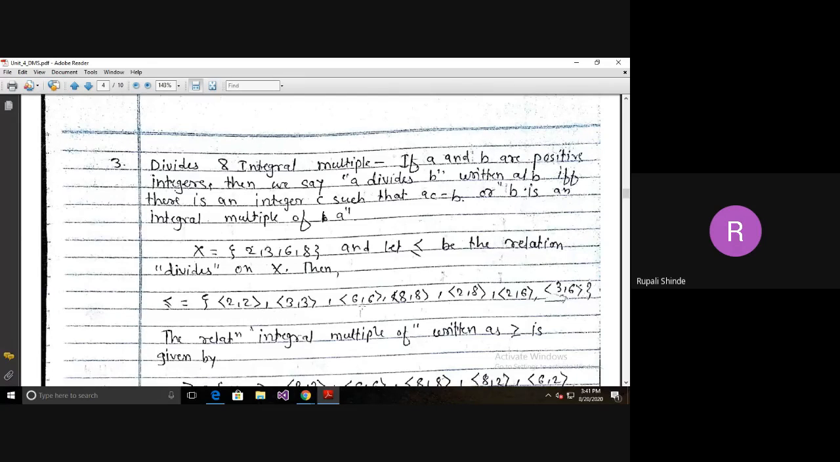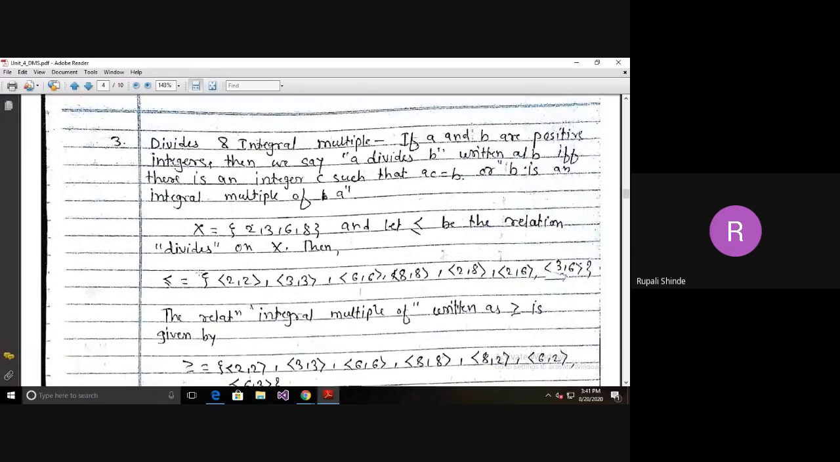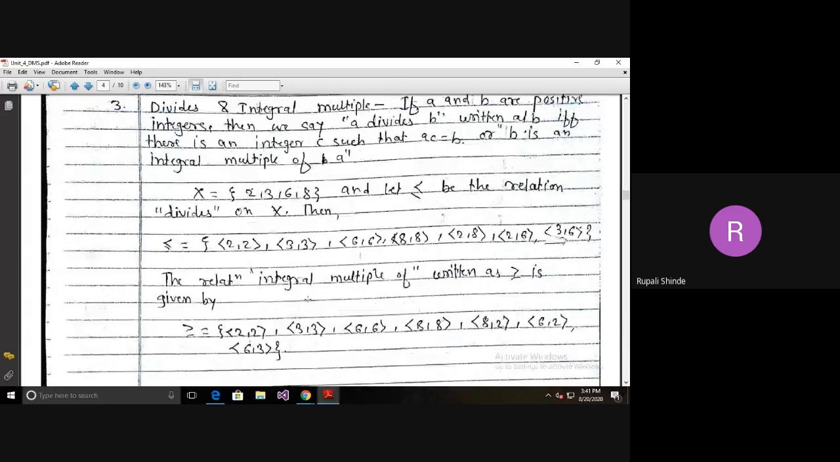So again 3 divides 3, 6, 6, 8, 8, 2, 8, 2, 6 and 3, 6. So here each and every ordered pair of this relation is satisfying this divides relation. That's why this partially ordered relation is called the divides relation. Okay. So likewise we can check for integral multiple of.